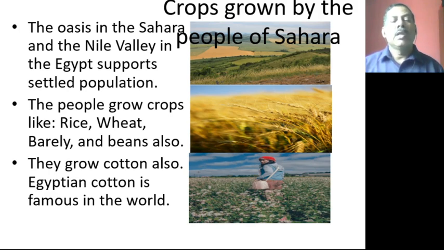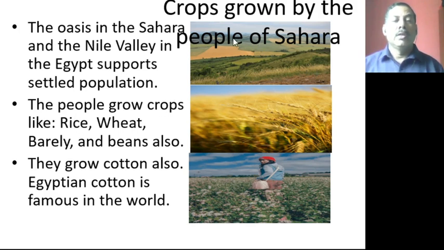You know very well, in almost all the desert areas, you will not be finding rivers as well as oases. In some areas, you will be finding oases and rivers. Only one important river that you will be seeing in Egypt is the Nile River. Near the Nile River, and where the oases are found, it helps to settle the population in Africa. Now you can see here, the people grow different types of crops in that place only.